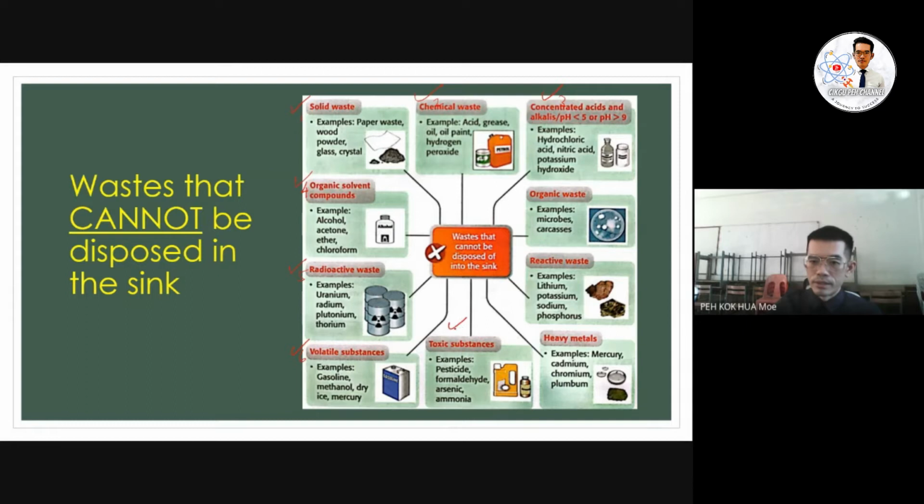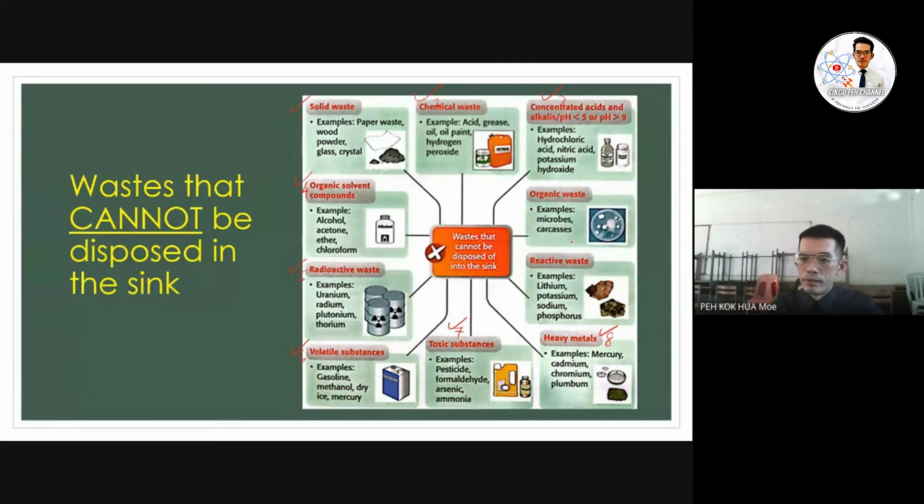And next will be the toxic substances. Toxic substances mean that the person or the aquatic animals will be poisoned if we straight away throw the waste into the sink. The examples here are pesticide, formaldehyde, arsenic, and ammonia. The next here we have the heavy metals. Here we have mercury, cadmium, chromium, and platinum. This is also the same, it is toxic.